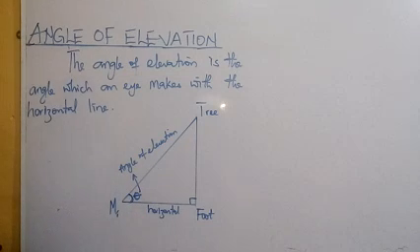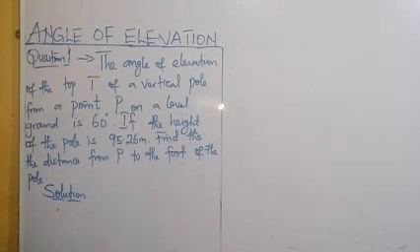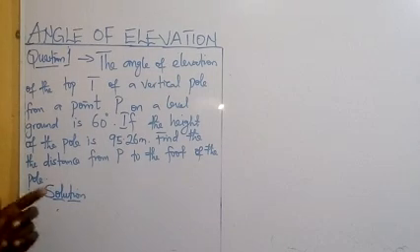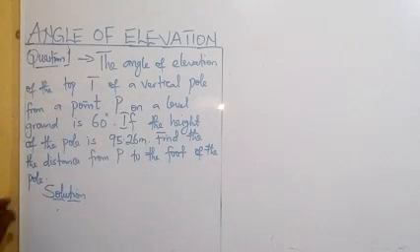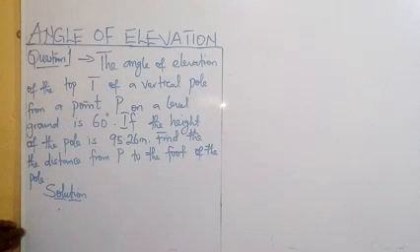All right, let's look at a few examples under this. And don't forget, for this angle of elevation, we can use trigonometry ratio to solve questions under angle of elevation. All right, let's look at the question on the board. The question says the angle of elevation of the top T of a vertical pole from a point P on a level ground is 60 degrees.